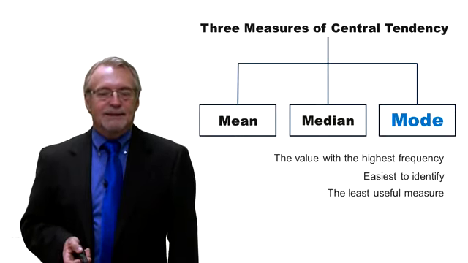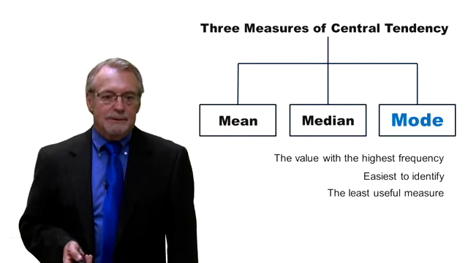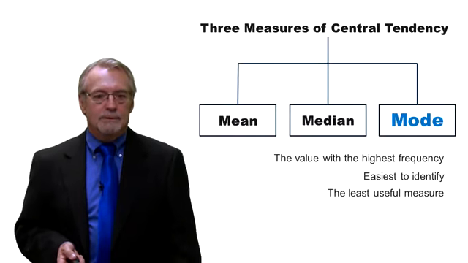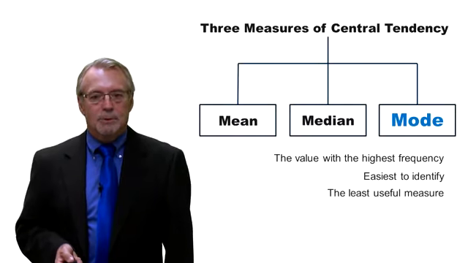And a lot of times it's the least useful way to do things. The mean or the median are usually much more useful measures of central tendency than the mode. Although the mode is there for you for sometimes when you may be able to use that.